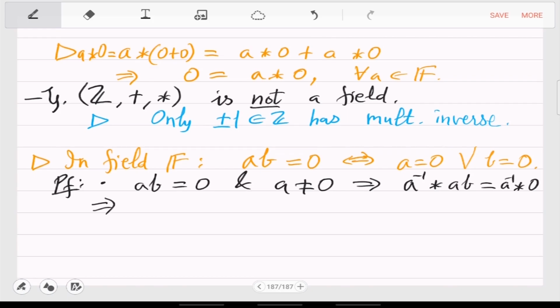Both sides, and then you use the definition of inverse, which is A inverse times A is 1. So 1 times B, and you have already deduced that anything times 0 is 0, so you get B is equal to 0. Okay, so either A is 0, in which case you have the result, or A is not 0, in which case B will be forced to 0.